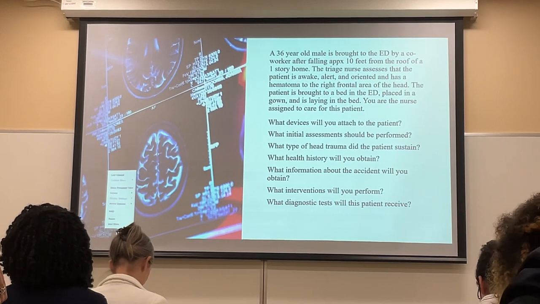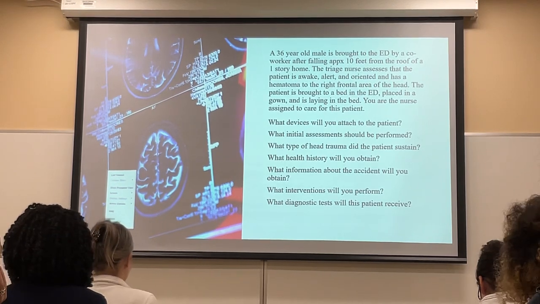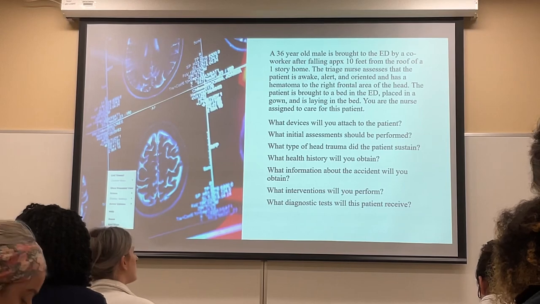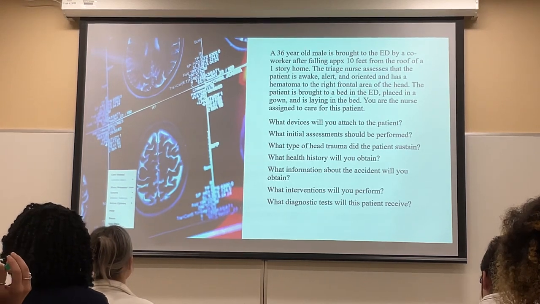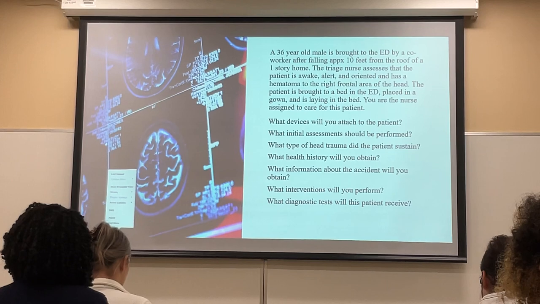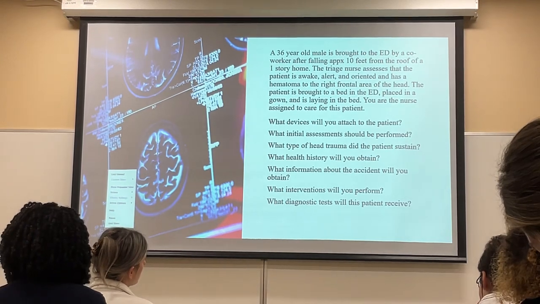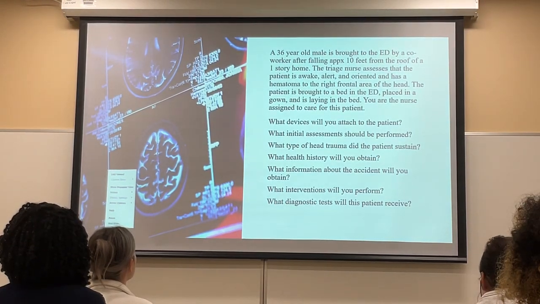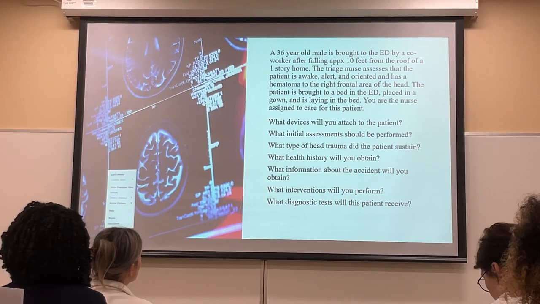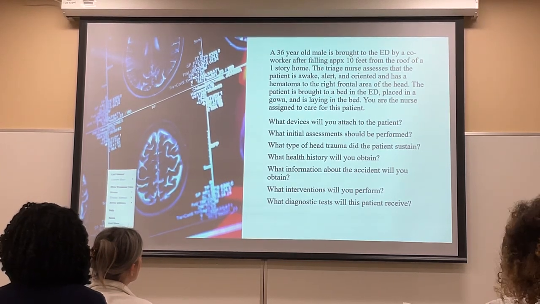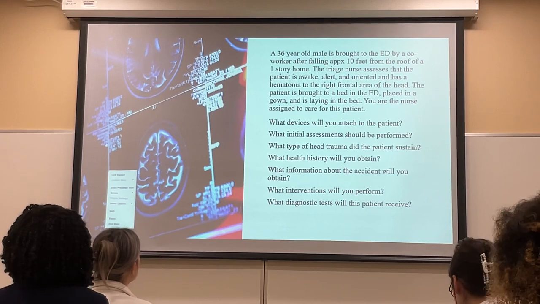So this particular patient fell off the roof, and they landed on the lawn, which is grassy, which is a softer surface than concrete, but still, they hit their head, okay? So they come in, they're awake, alert, and oriented, and they have a hematoma to the right frontal area. So we're talking about right around here, okay? It's visible. The patient is brought, put in a bed in the back, placed in a gown, laying in the bed. You're the nurse taking care of them. So, if you listen to my video, which I hope you did, what's one of the first things you want to apply? What type of device? A cervical collar.